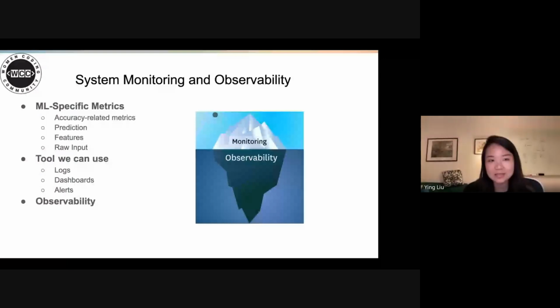Some companies would even design a RAG system, a large language model system, to find out where the problem went wrong. You can basically retrieve information from your logs.